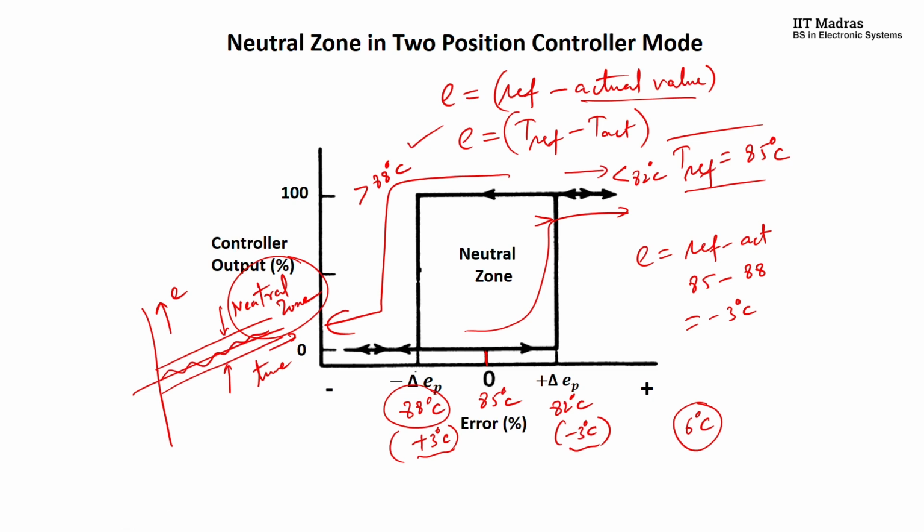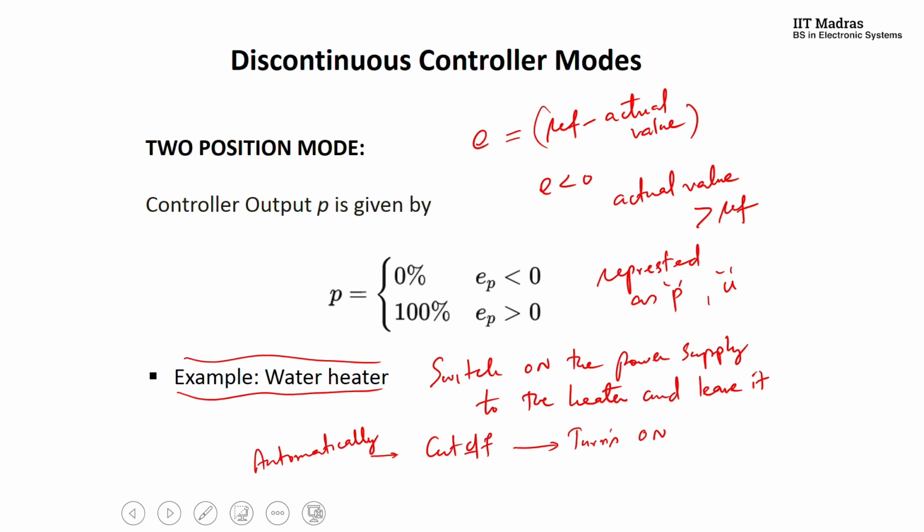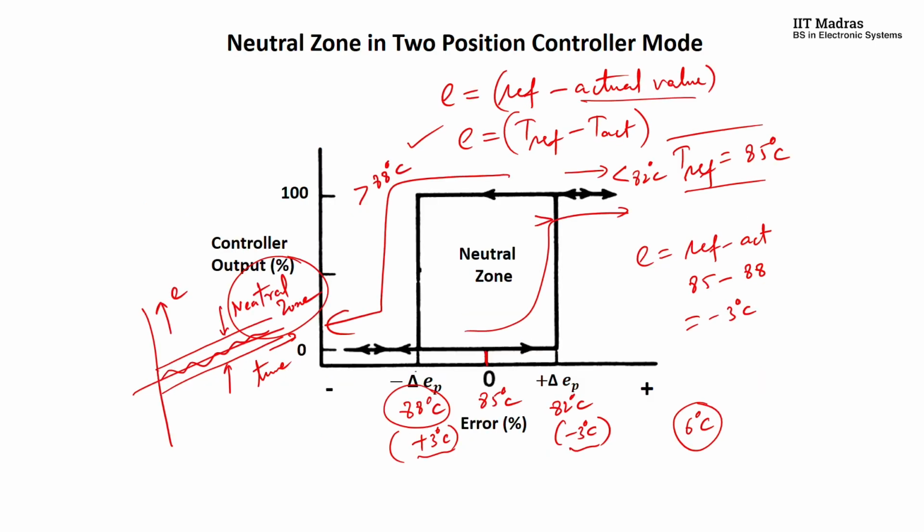All right. So this is a very classical and very simple example of a two-position control system, or two-position mode, where you are just working on the control output to be 0% or 100% based on the error, which is either greater than 0 or less than 0. I hope you understood the practical difficulties in implementing the system and how the neutral zone plays a role here. So this is one very good example to understand.